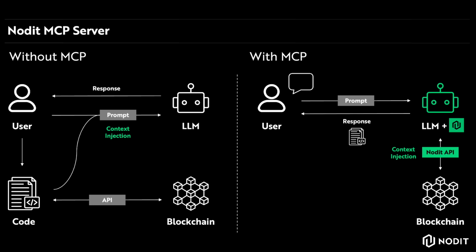Now let's look at the right side. The setup with MCP integrated through the Nodit MCP server. In this case, the user still interacts with the LLM through a prompt, but this time, the LLM is enhanced with Nodit's API layer. Instead of manually injecting context, the MCP framework allows the LLM to fetch real-time data from the blockchain automatically via Nodit APIs. This context is seamlessly injected behind the scenes, so the user simply gets a complete, enriched response without writing code or understanding the data sources.